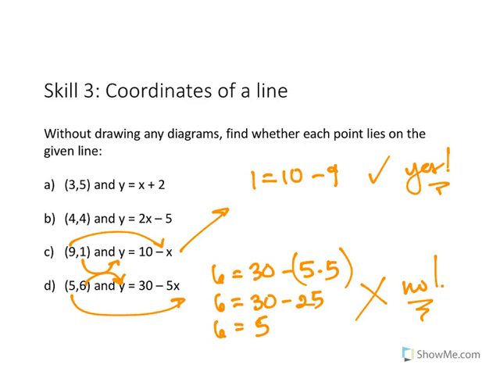So what that basically means is if you had a line, if it was on the line, the coordinate would be right here, sitting on the line. If the coordinate was not on the line, it would be somewhere else, like out here floating in space. And that's it.